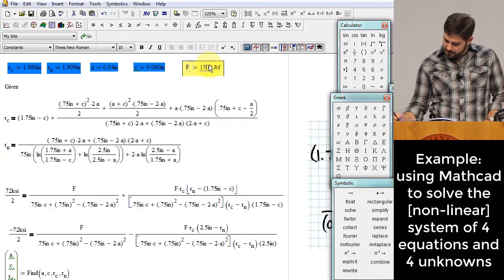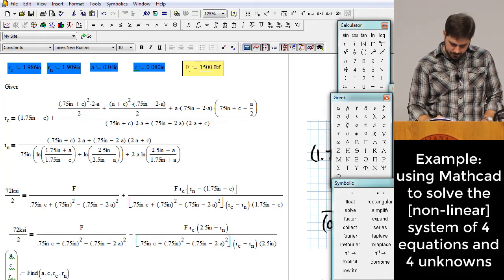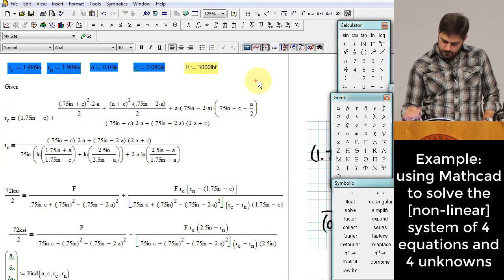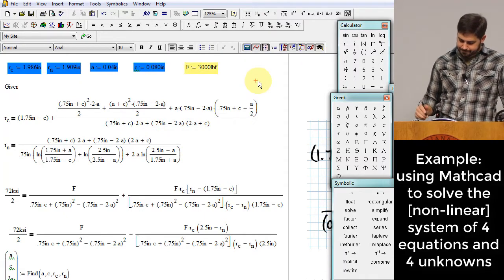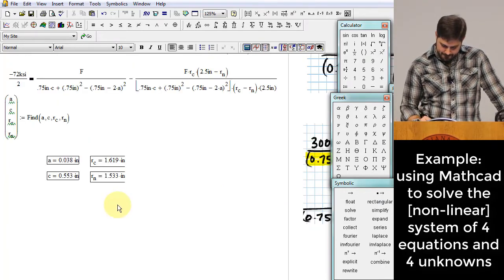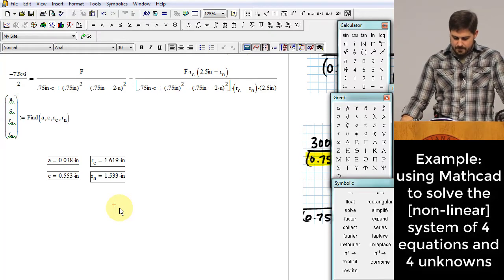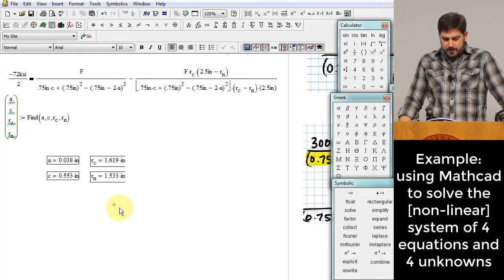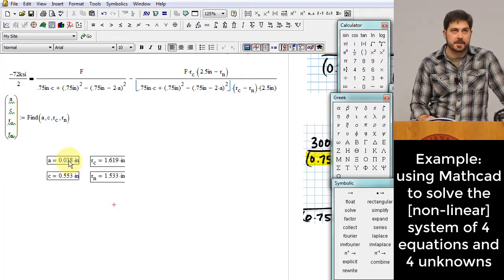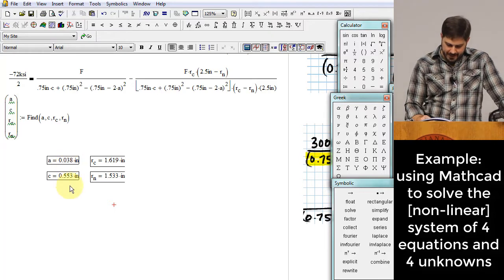Looks like I changed my F here. Let's see here. All right, now we're at 3,000 pounds. And we scroll to the bottom. What do we see? So we want a 38 thousandths wall thickness and a half-inch thick strap.